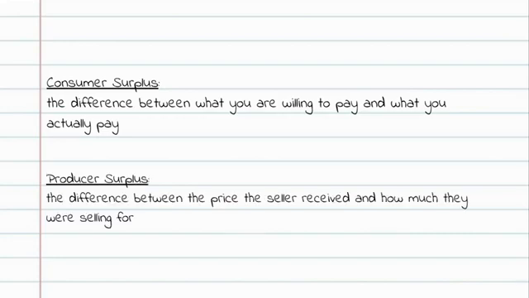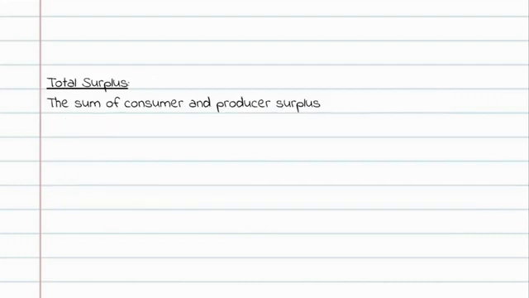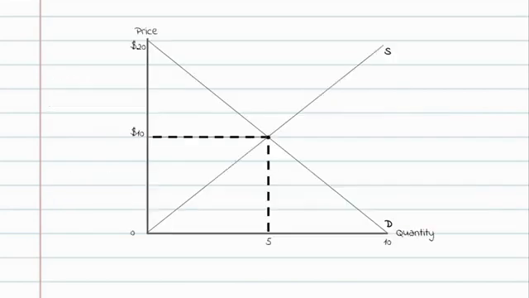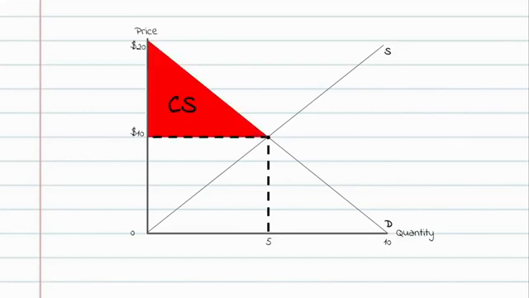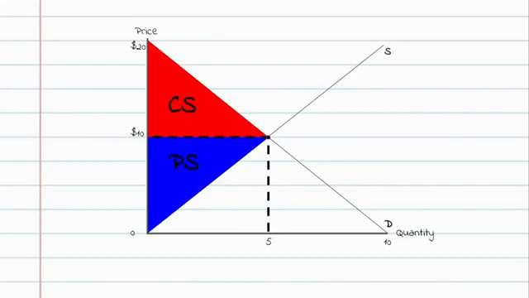Producer surplus is the difference between the price the seller receives and how much they were willing to sell for. Consumer and producer surplus are used in economics to measure the benefits created for buyers and sellers. Another term we need to know about is total economic surplus, which is the sum of consumer surplus and producer surplus. So graphically, consumer surplus would be this red triangle, and producer surplus would be this blue triangle.